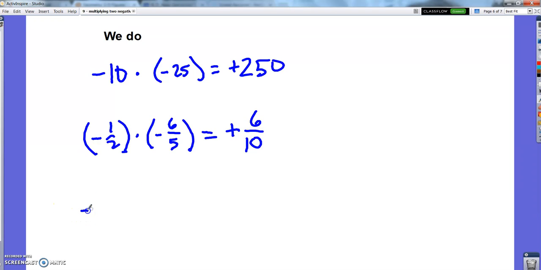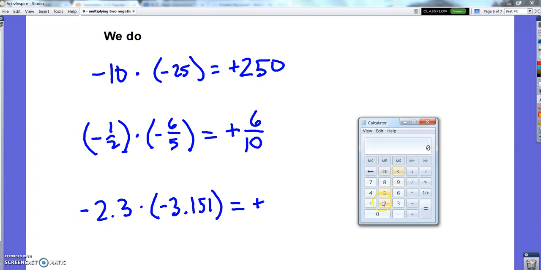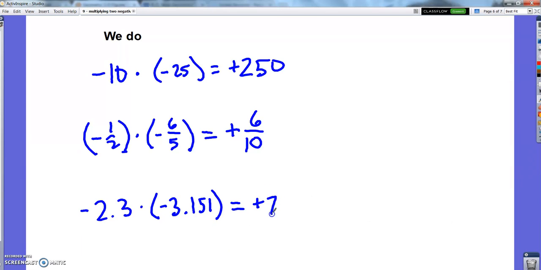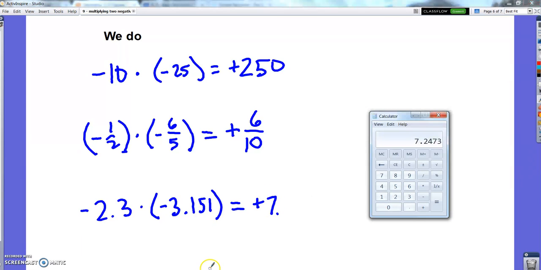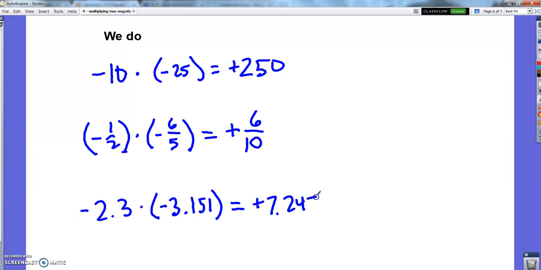Works with decimals. Negative 2 3/10 times negative 3 151 1/1000 is going to be a positive number. And I'm just going to use my calculator to find that positive number. It is that 7 and 2,473 10,000ths.